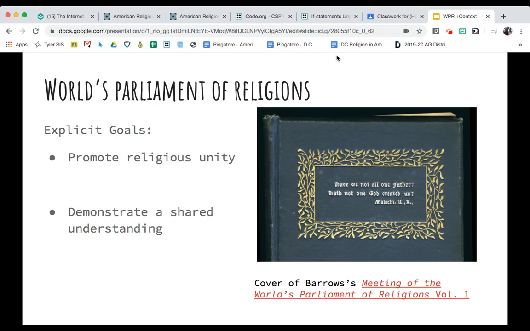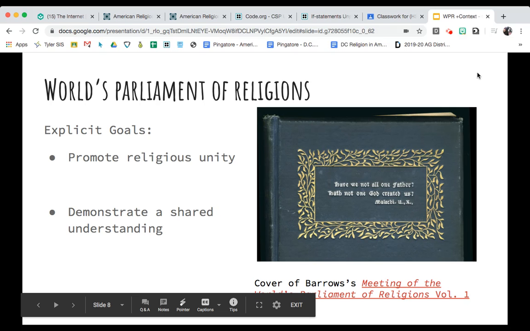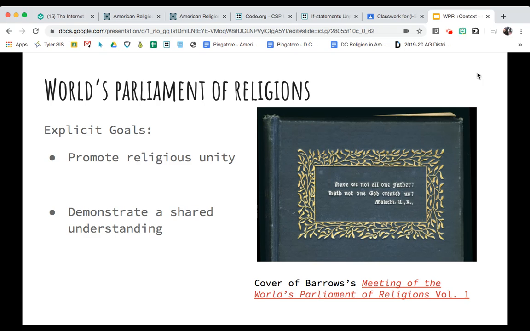So yeah, talked about this, promote religious unity, demonstrate a shared understanding. So this is an image of the cover of one of the books that Barrows published about the meeting of the World's Parliament of Religions, which, if I haven't said yet, has representatives of religious people from all over the world. So on the cover of his book, he has this biblical quote, "Have we not all one Father? Hath not one God created us?"